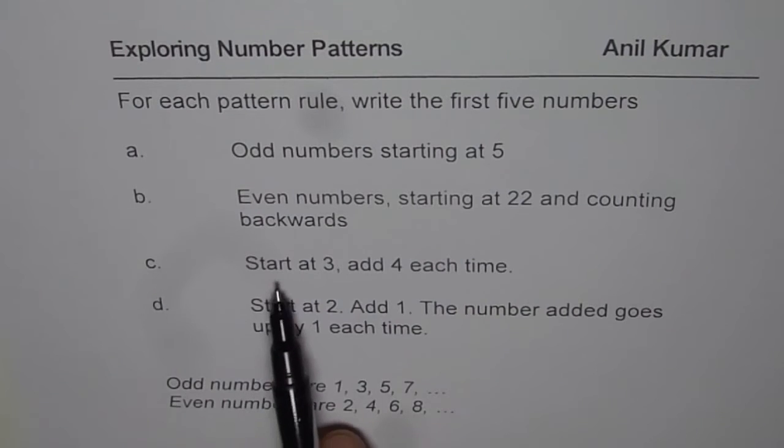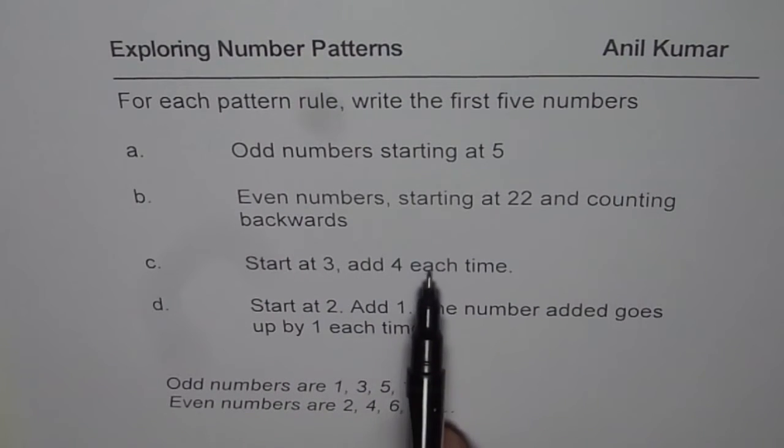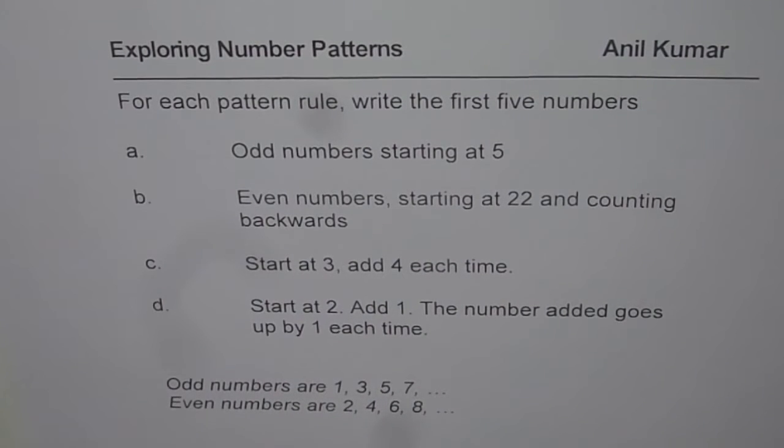Rule 3 is start at 3, add 4 each time. And the next question is start at 2, add 1. The number added goes up by 1 each time.